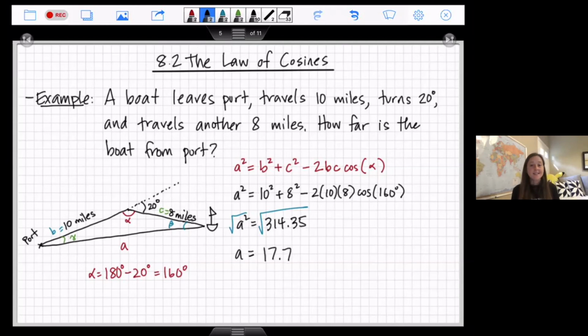All right, and A is the side length. The other 2 side lengths were measured in miles, so we're going to say 17.7 miles. And that kind of makes sense. They've traveled a total of 18 miles, but that side length, the straight line distance to port, will be a little bit less than that.